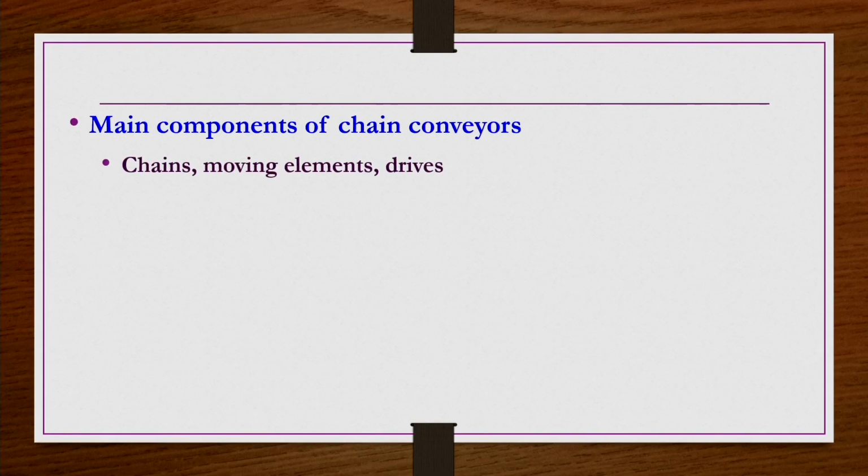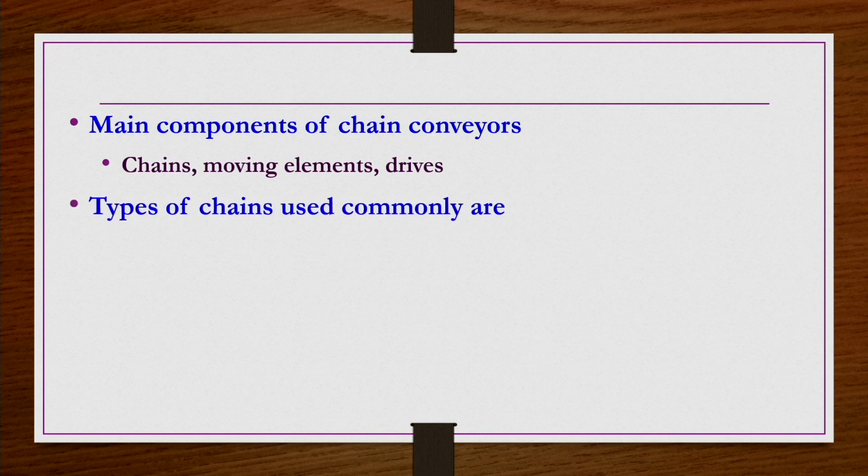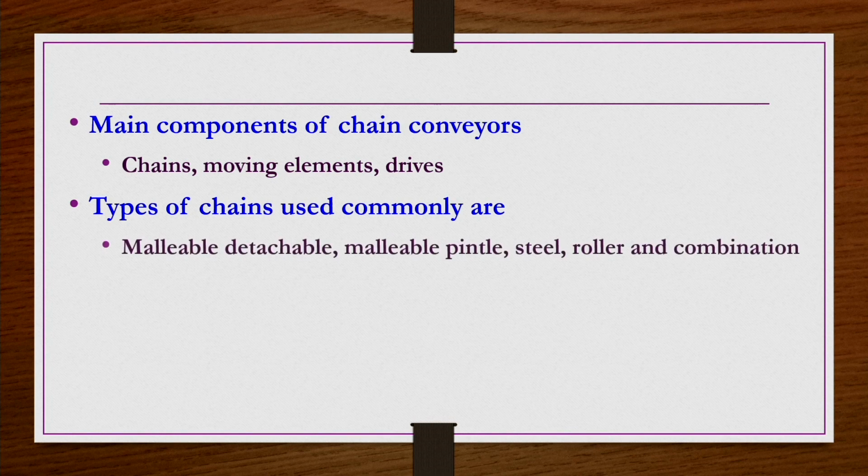Then what are the main components of chain conveyors? In general, chain conveyors consist of chains, moving elements and drives. So, the types of chains commonly used in these chain conveyors are malleable detachable, malleable pintle, steel, roller and combination thereof. So, we see individual ones of them.